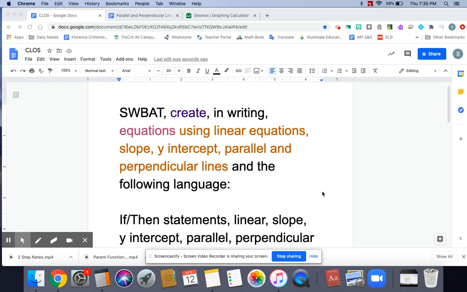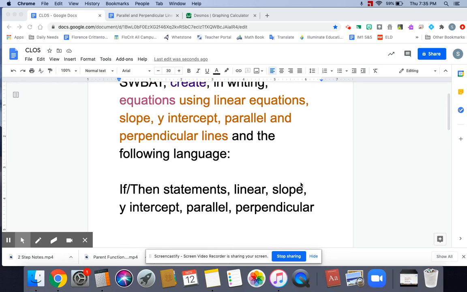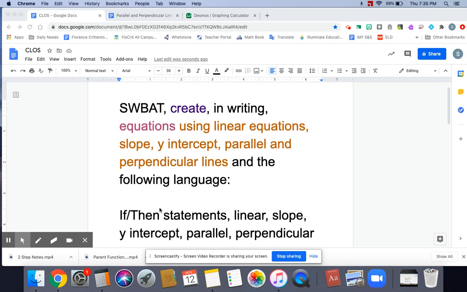The CLO for this lesson is that students will be able to create, in writing, equations using linear equations, slope, y-intercept, parallel and perpendicular lines, as well as the following language. If-then statements, linear, slope, y-intercept, parallel, and perpendicular.